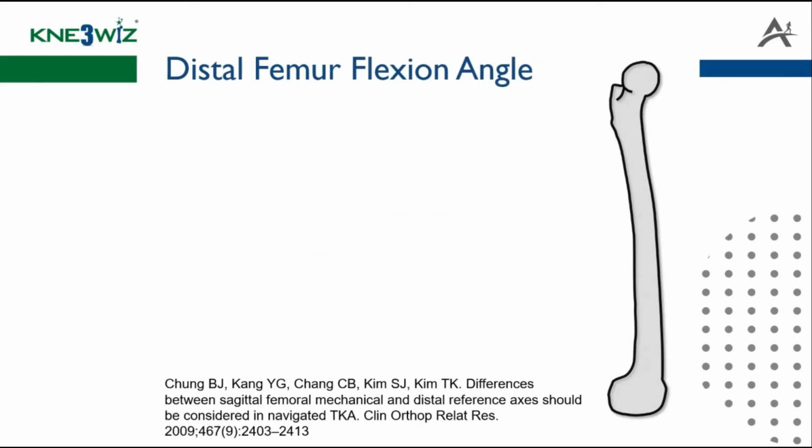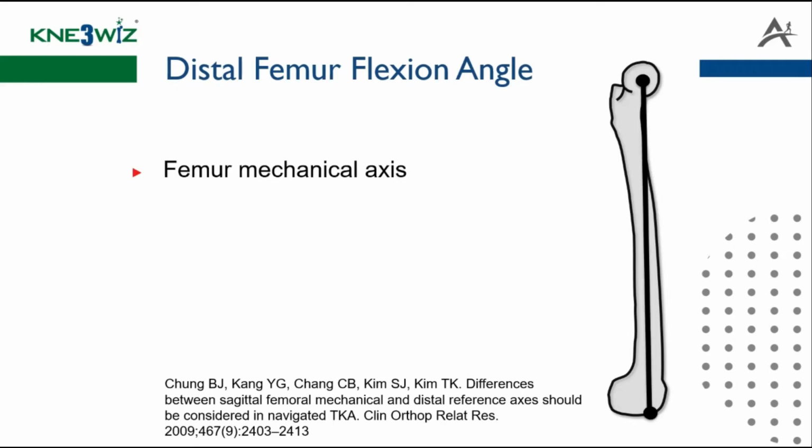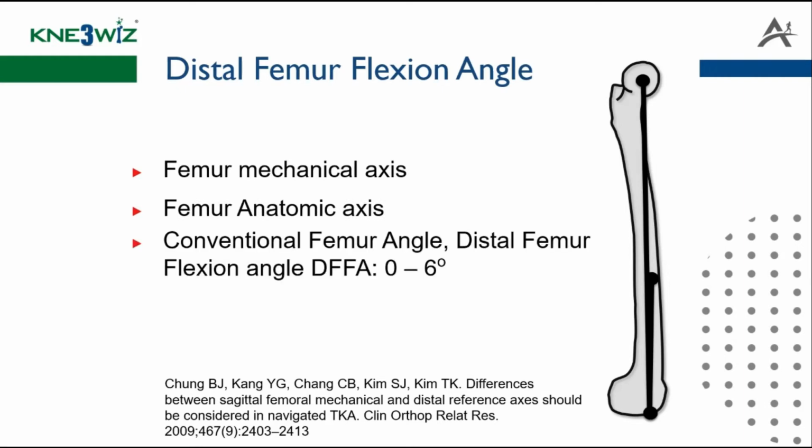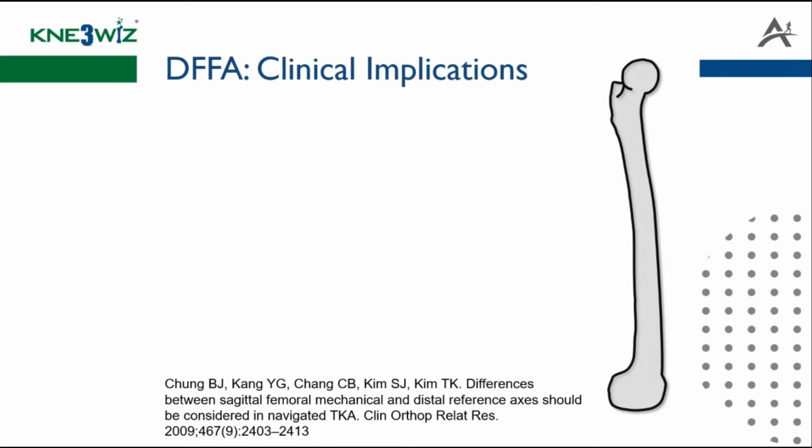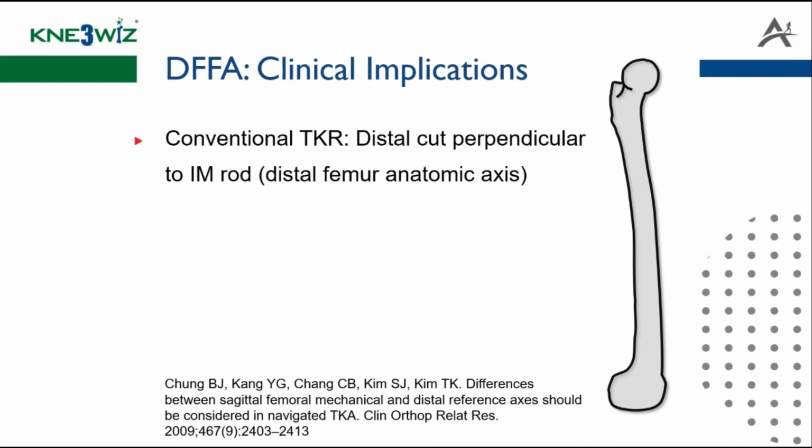The distal femur flexion angle is formed by the intersection of the femur mechanical axis and the femur anatomic axis. It varies between 0 to 6 degrees depending on the femur bow. Different instrument systems of total knee replacement use different femoral axes for calculations. In the conventional system, the jig cuts the distal femur perpendicular to the intramedullary rod. Hence, the component is placed from 0 to 6 degrees of flexion to the mechanical axis depending on the individual anatomy.